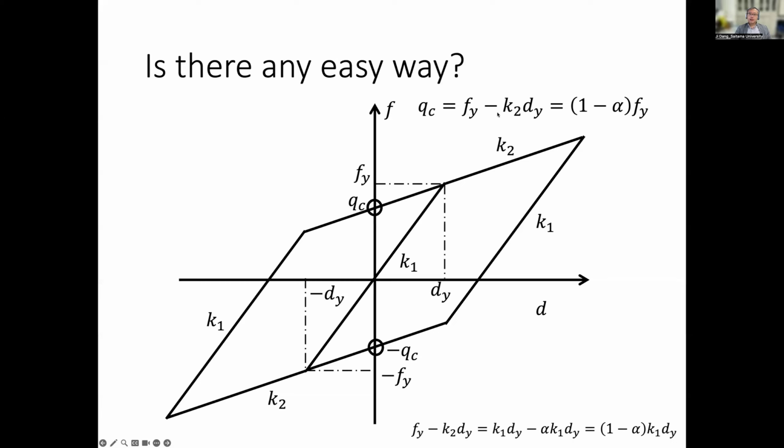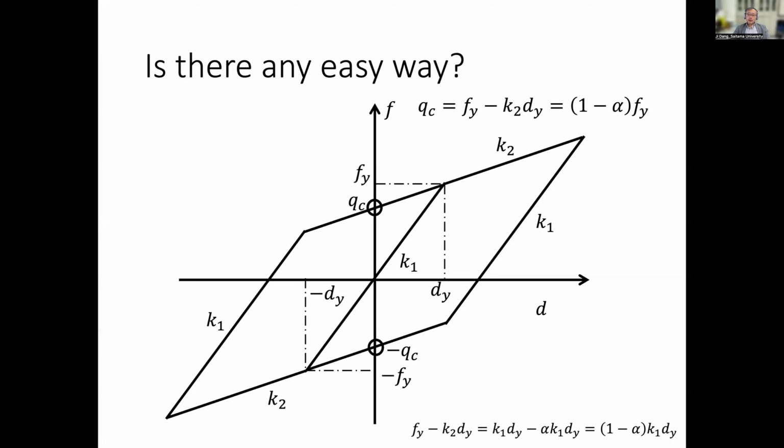Or say this is alpha K1, so alpha K1 dy is alpha Fi. So 1 times Fi minus alpha times Fi, so it's 1 minus alpha times Fi. It's called critical force. So critical force is the same when there's no second gradient, so K2 equals 0, or say alpha equals 0. So QC becomes Fi. I consider that at this time, right?